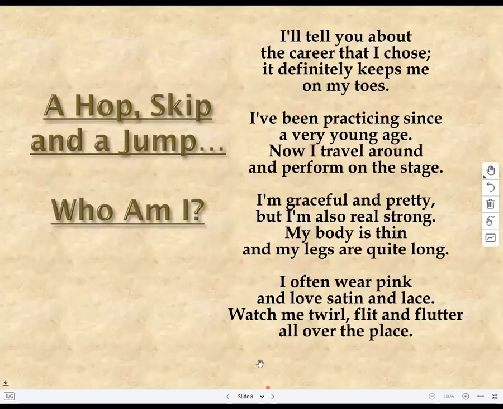Now, this is a poem which I am going to read for you, and I want you to infer the meaning or guess who this person is. This poem is about somebody, and you have to guess what that person is, whether it's an animal or a human being. And if it is a human being, what does he do? What does she do? You have to try and guess. Now let's read the poem.